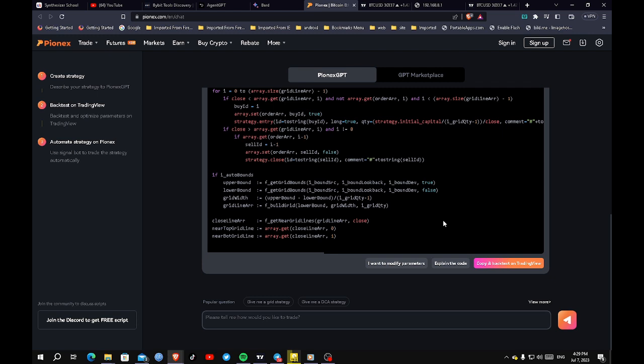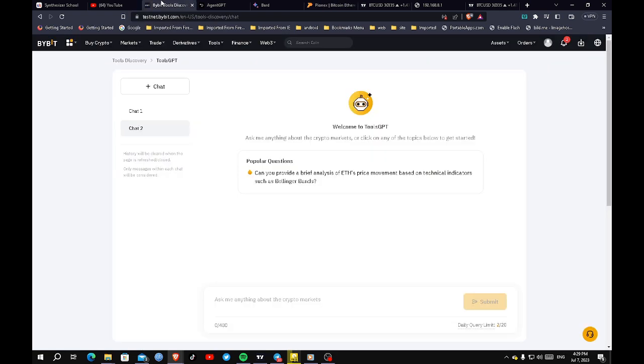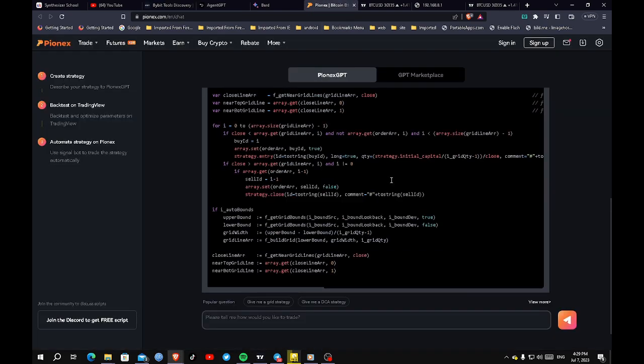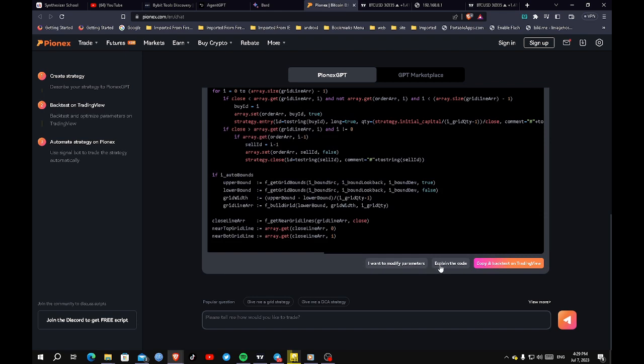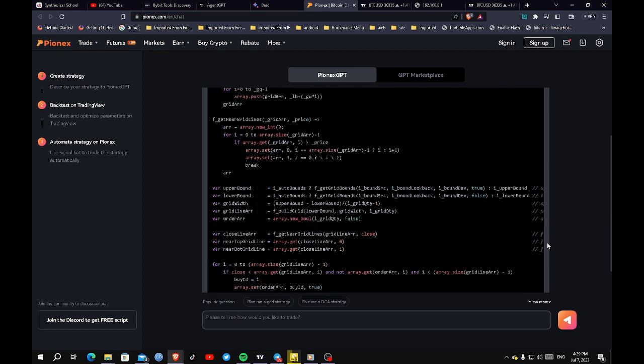So if Bybit were to integrate their ChatGPT into Bybit, like the way Pionex has done, you'd realize that this one is much better. You even have options to explain the code. You can even modify the parameters.